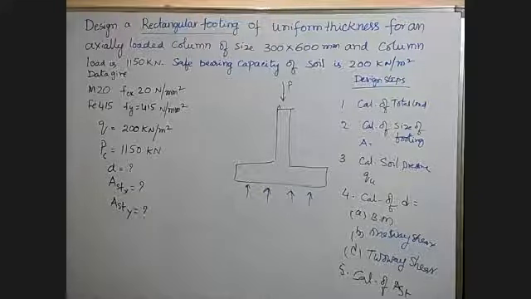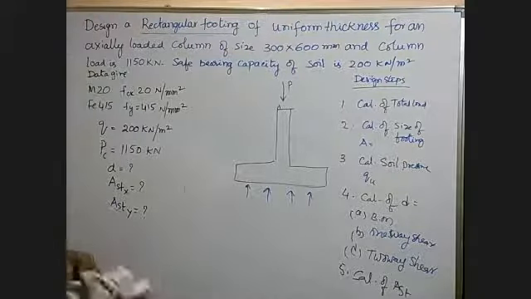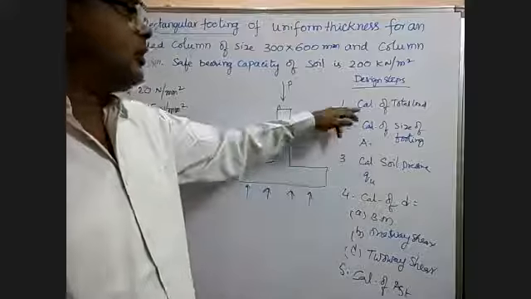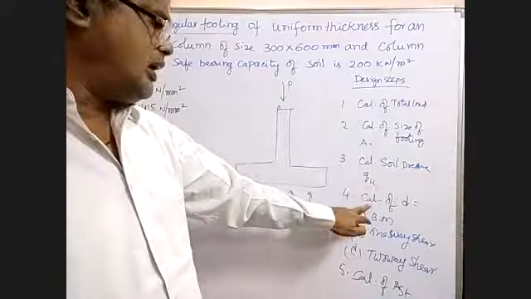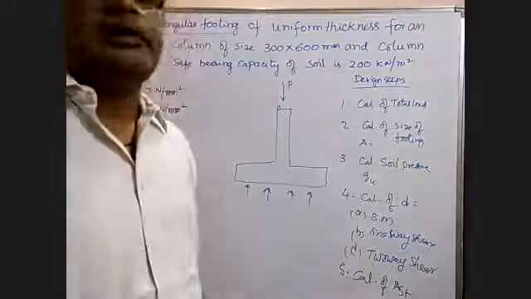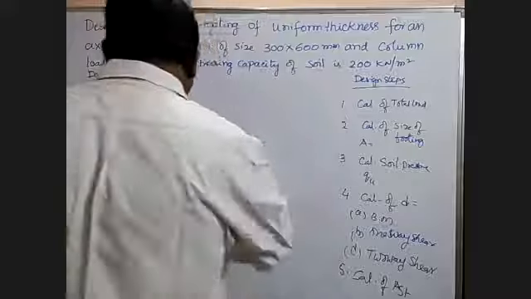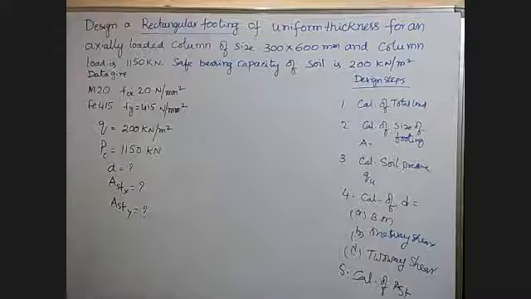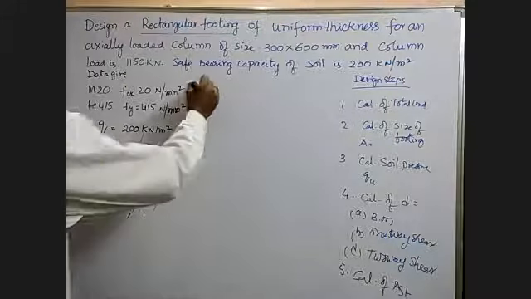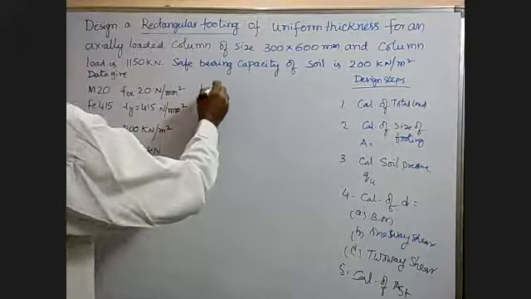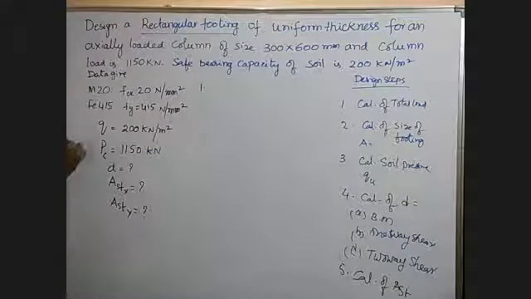The 5 steps: total load, size of footing, soil pressure, calculation of D based on these 3 criteria, and the calculation of AST. Now, see the design here. The first step is the calculation of the total load. For calculation of total load, the column load is given as PC.